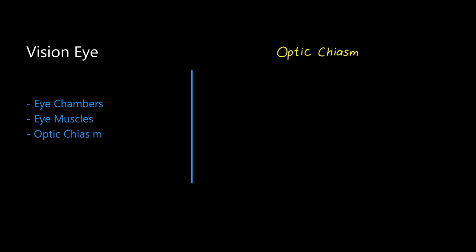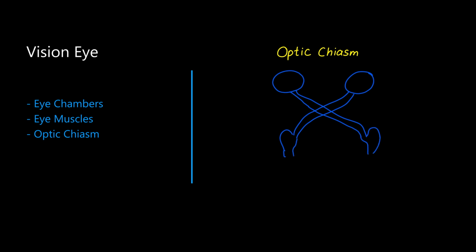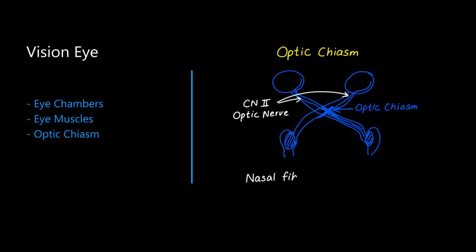Visual signals leave each eye through the optic nerve, which is CN2. At the optic chiasm, fibres from the nasal half of each retina cross to the opposite side. This partial crossing is what allows binocular vision, where your brain combines images from both eyes into a single 3-dimensional picture. The exam may ask where visual fibres cross, and the answer is always the optic chiasm.